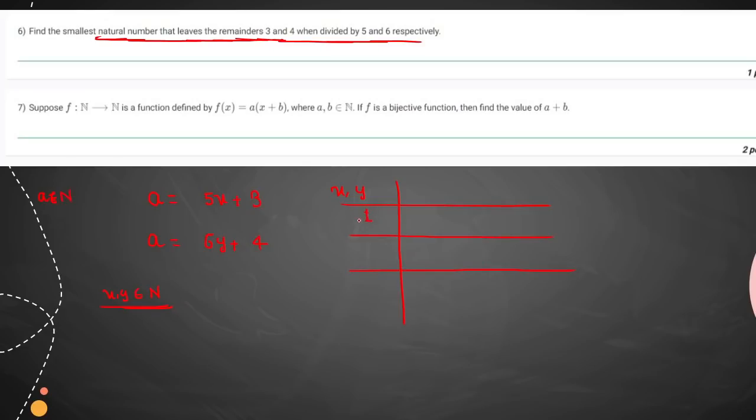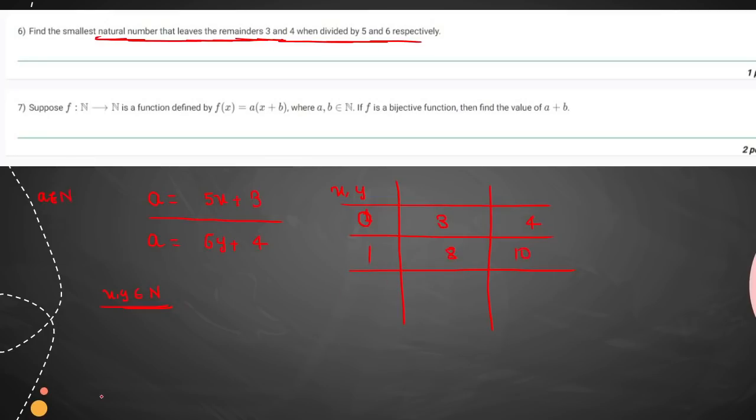So what we will do here is substitute values for x and y and generate a value based on these. First we will give 0, so x will be equal to 0 and y will also be equal to 0. Then from this equation it will give 3 and this will give 4. When we substitute 1 here, it will give 8 and it will give 10.